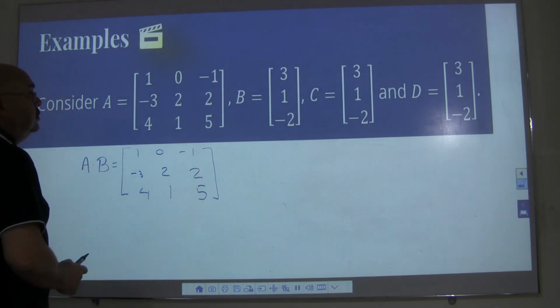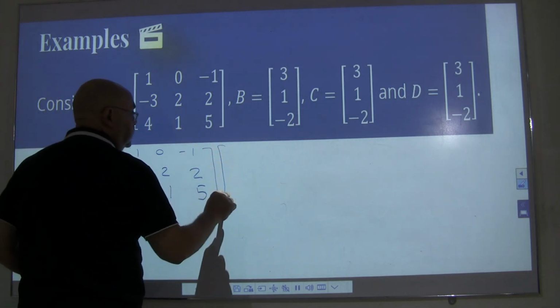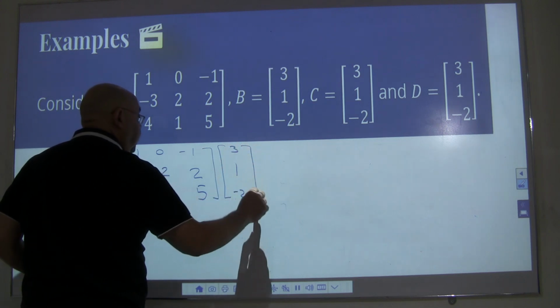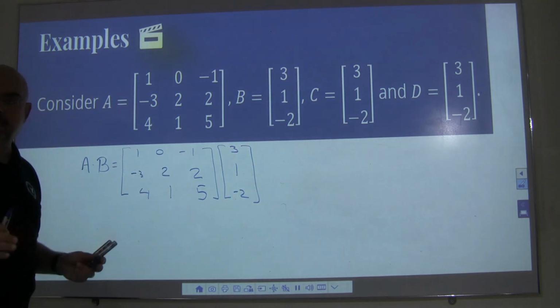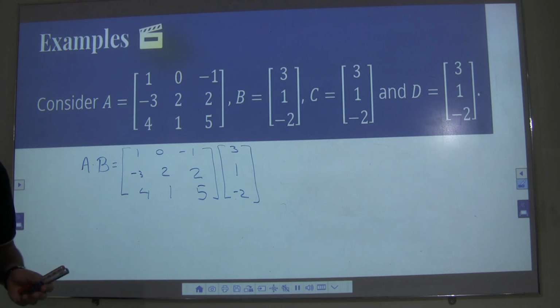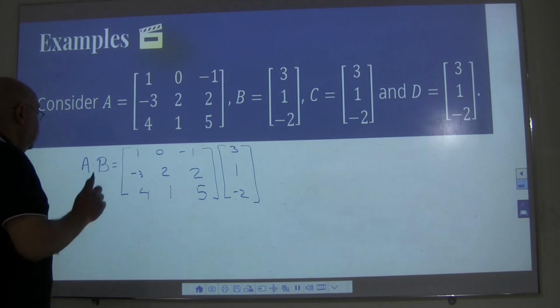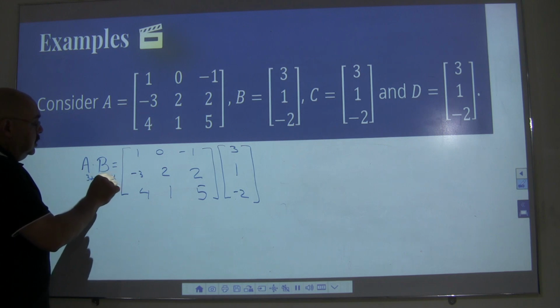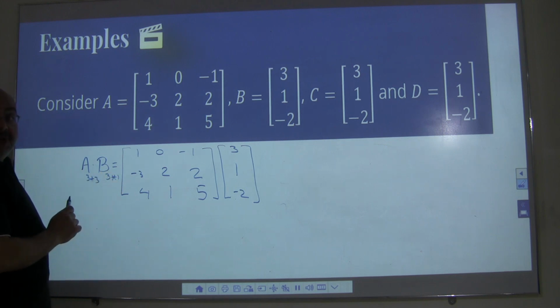And this is times B, which is B1: 3, 1, negative 2. First of all, is it possible to multiply these two matrices? Yes. The condition states that A is a 3 by 3 matrix, B is 3 rows times 1 column.